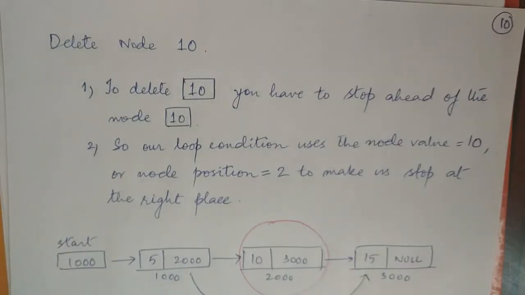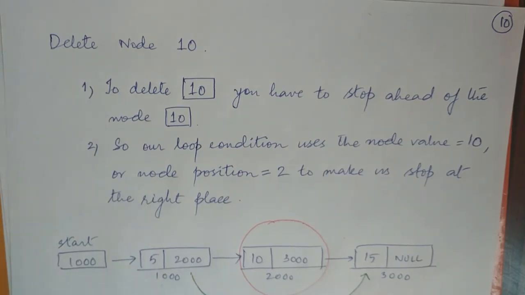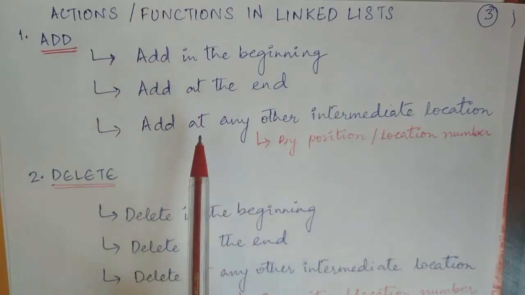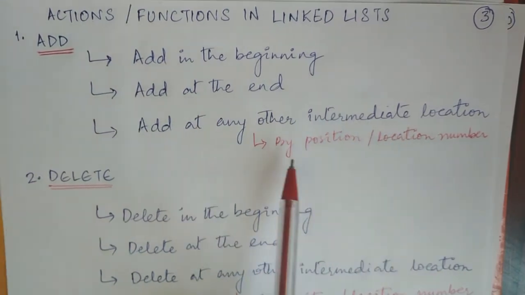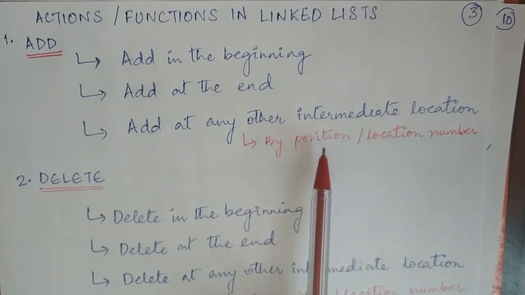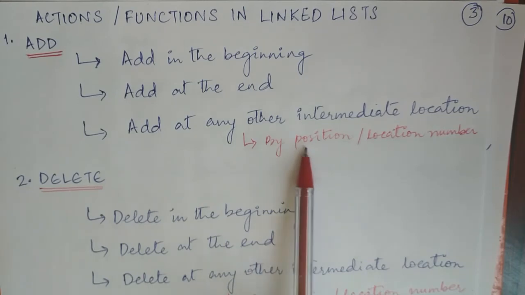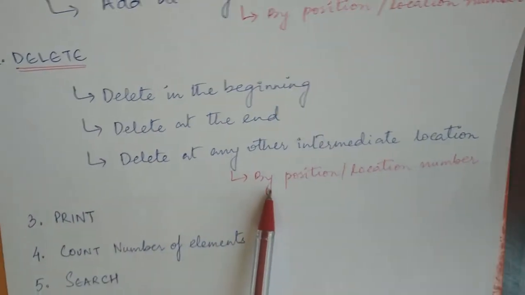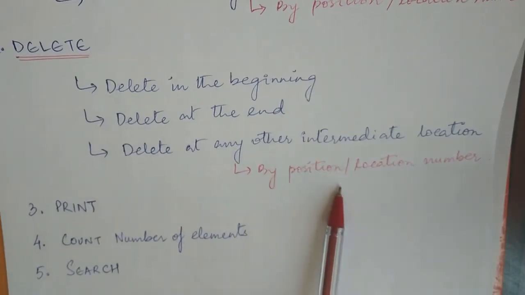Okay, so this was your addition and deletion at intermediate nodes. So what we have done, let me go back to the earlier nodes. Okay, so we have completed add in the beginning, add at the end, add at any other intermediate location by position, location number, or you can be asked to add something after the node that has value x or y, whatever. Delete in the beginning, delete at the end, delete at any other intermediate location by position, location number, or by value of the node.